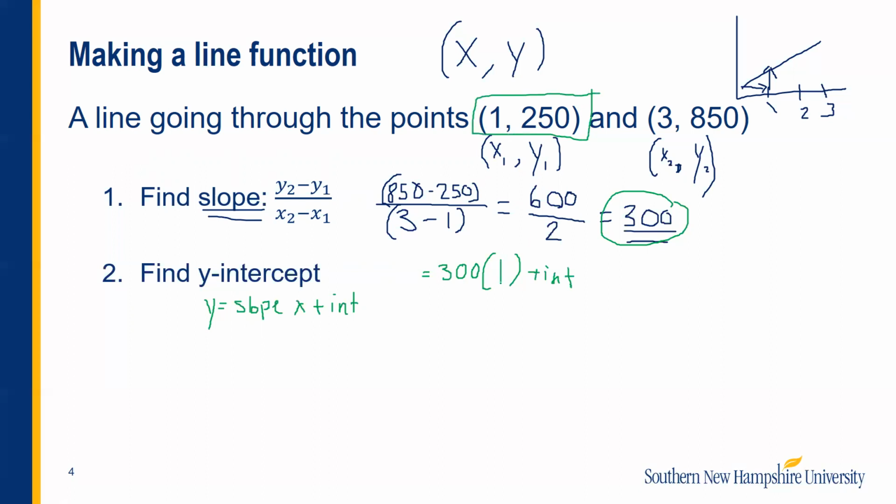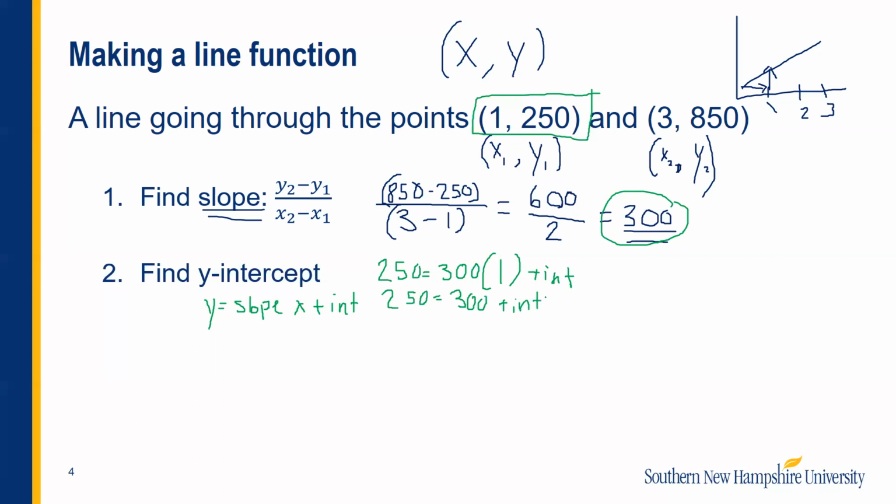So when x is 1, y is 250. Okay, when x is 1, y is 250. So on a calculator, just a regular old calculator, and I want you to pause this and try this out. We can solve this. So from here we know 250 equals 300 times 1. That should just be 300 plus the intercept.